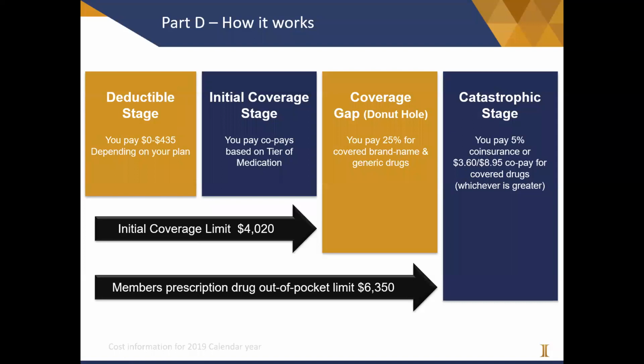This has recently changed for 2020 as well. It used to be more expensive; brand names were more expensive than generic. You were paying a higher percentage for those, but now this year they've made it so that everyone pays 25% for all of your drugs, brand name and generic. So that's really good for 2020 this year. That's changed, lowered. Okay, so then once you hit your out-of-pocket limit, which for 2020 is $63, you go into the catastrophic stage, where you only have to pay 5% coinsurance, or the $3.60 or $8.95 copay for your covered drugs, whichever is greater.